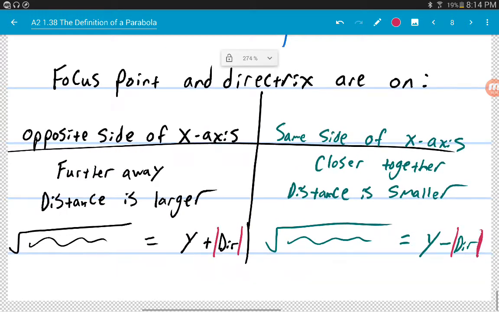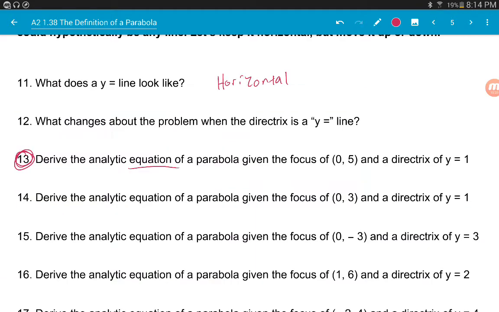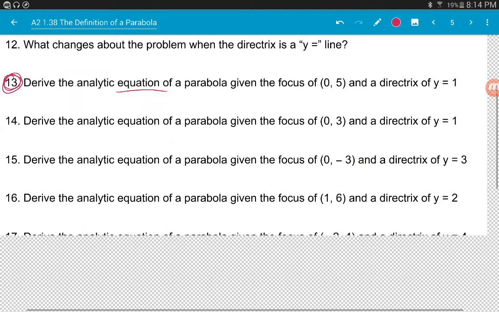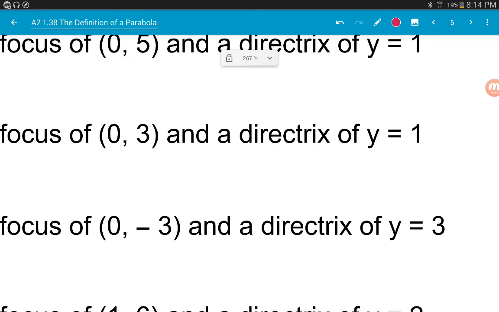These are some great notes to make it so that you don't have to draw graphs anymore. I'm going to walk you through a couple examples on the back of the sheet just to show you how you would start them based on these rules here. Okay, question 14. Derive the analytic equation of a parabola given a focus of 0, 3 and a directrix of y equals 1. Think about it.